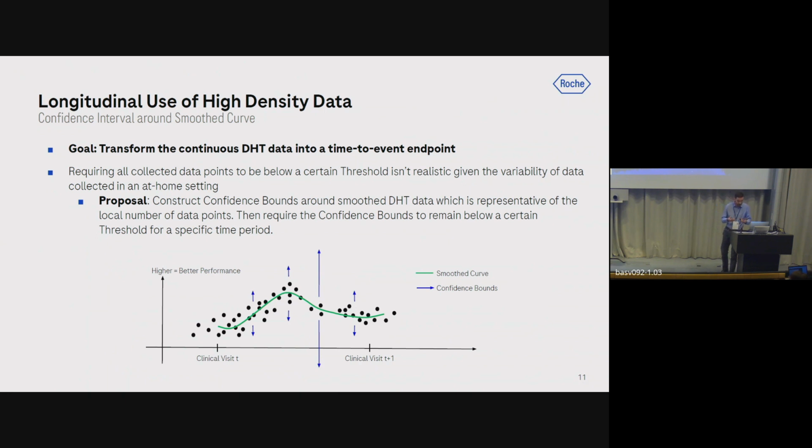And the idea was to construct first a smooth curve, and I'm going to go into details of how you do this. So that's the green line. And then you construct some confidence bounds around these green lines. The one thing that we wanted for these confidence bounds is that they should be sensitive to the number of data points used to construct the smooth curve in the local area. In this example, if your confidence bounds are the blue arrows, you can see that when we have a lot of data points, the arrows are quite narrow, and then at some point the patient does less of the DHT, and then you see your arrows becoming much larger. And that's what we want.